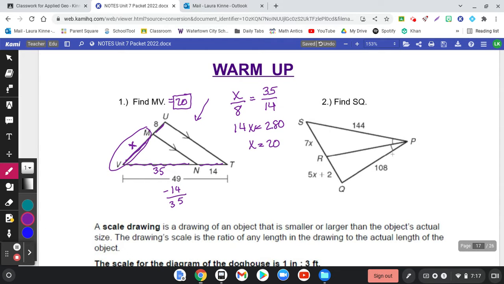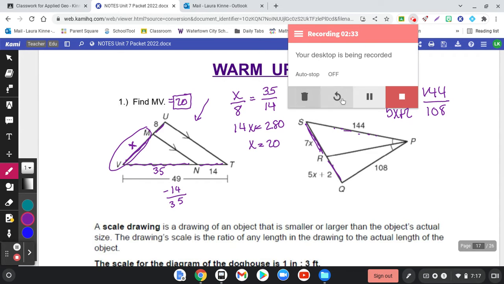Okay, your angle bisector theorem. So if the angle in a triangle is bisected, then the sides are proportionate. So 7x over 5x plus 2 equals the side that's with 7x, 144, over 108. And then again, just cross multiply. I'm going to pause the video so it's not as long. You should cross multiply as well.